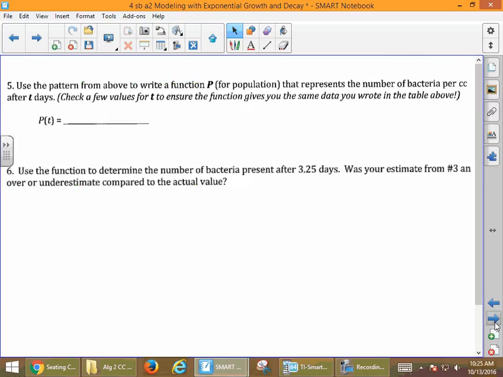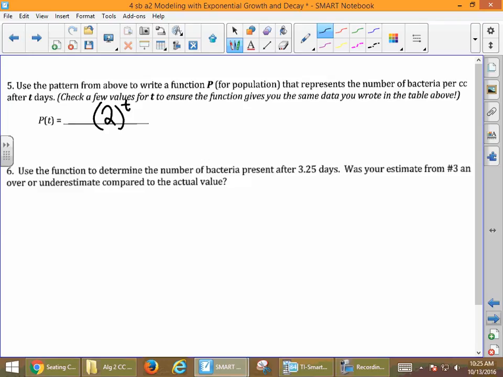It says, use the pattern from above to write a function, P. This stands for population in terms of time. That represents the number of bacteria per cubic centimeter after T days. And we can check a few values for T to ensure the function. But what we're going to say is, well, we're always doubling, so it's going to be 2 to the T. And we've seen a lot of those functions this week, where we've been dealing with our base of 2.